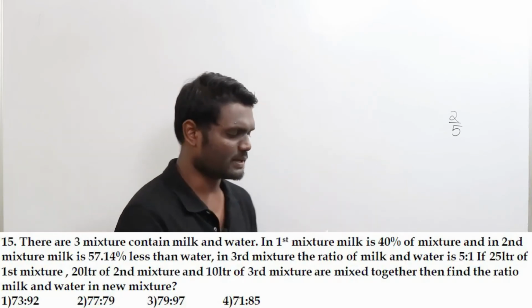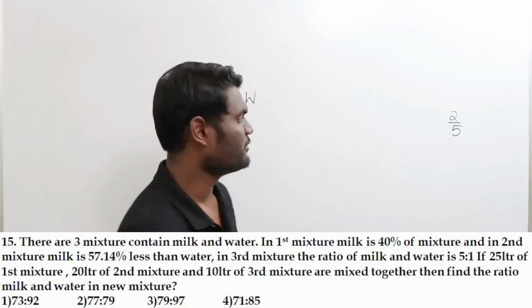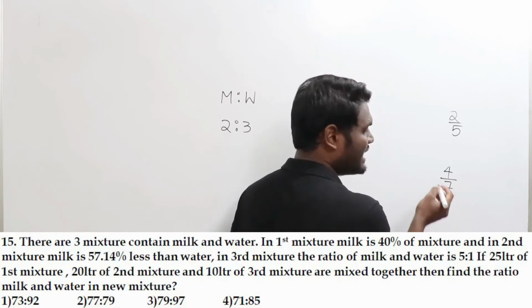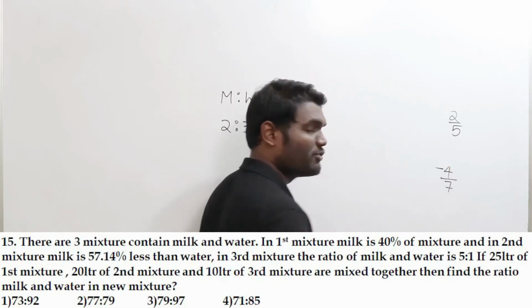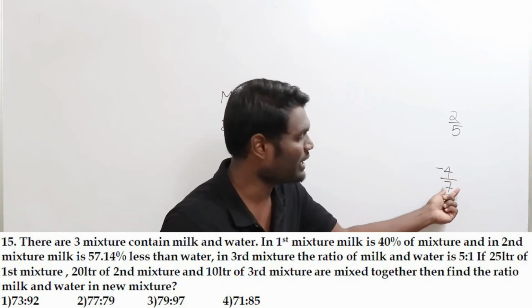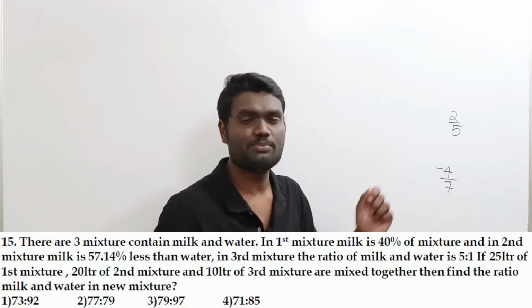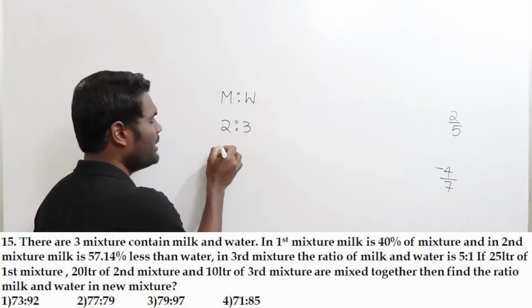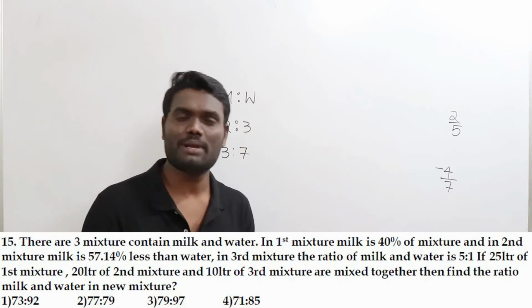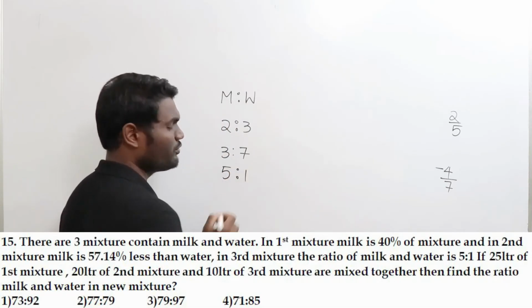In the next mixture, it is saying that the second mixture contains milk 57.14% less than water. Now 57.14% is nothing but 4 by 7. As it is saying milk is 57.14% less than the water, which means it is 4 parts less than the water. Now water is 7 parts. If water is 7 parts, milk is 4 parts less, which means milk will be 3 parts. So we can say that the milk to water ratio will be 3:7. And next it was said that the third mixture contains milk and water in the ratio 5:1.